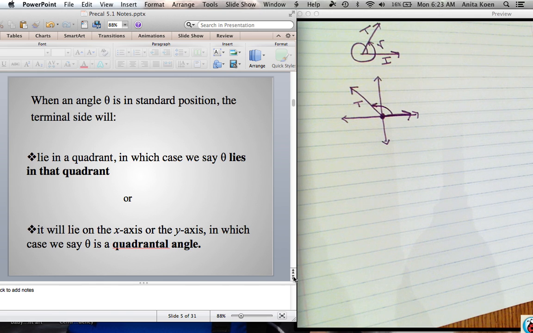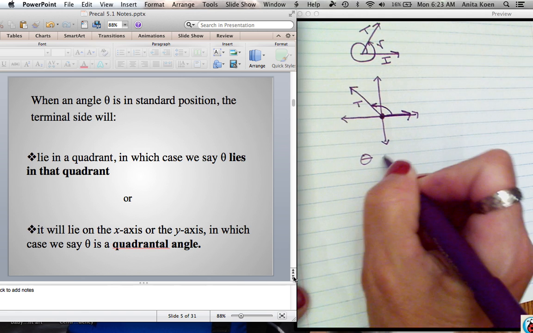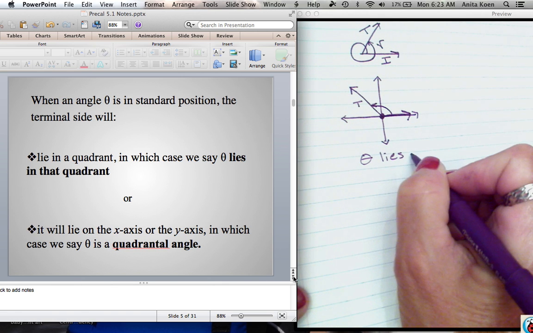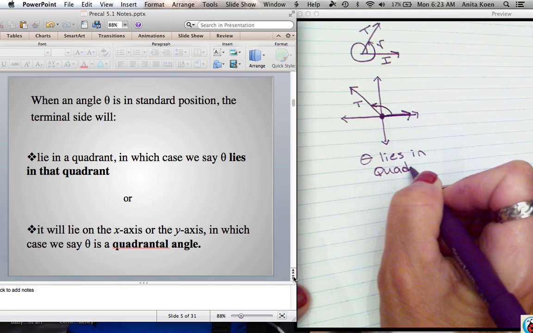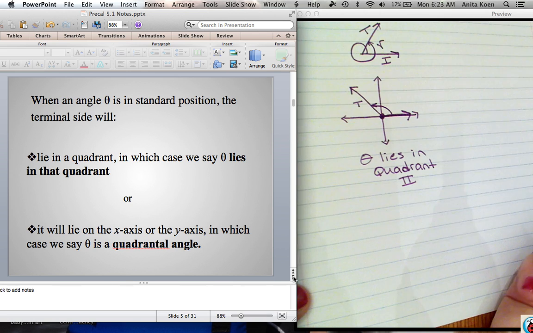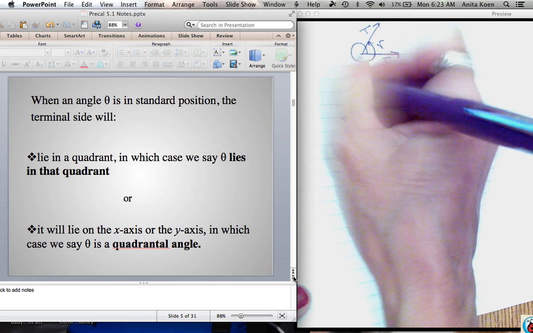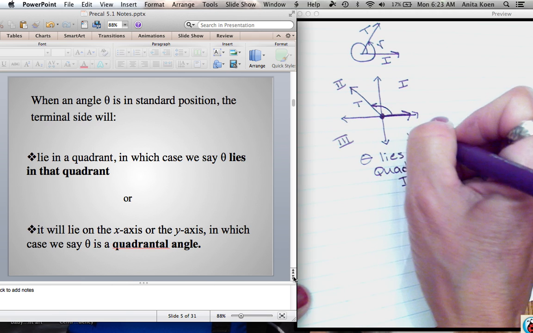When angle theta is in standard position, the terminal side will either lie in a quadrant, in which case we say that theta lies in that quadrant. So in this picture that I've drawn here, we say theta lies in quadrant 2. Okay, theta lies in quadrant 2. And as a quick review, hopefully you remember this is quadrant 1, quadrant 2, quadrant 3, and quadrant 4.